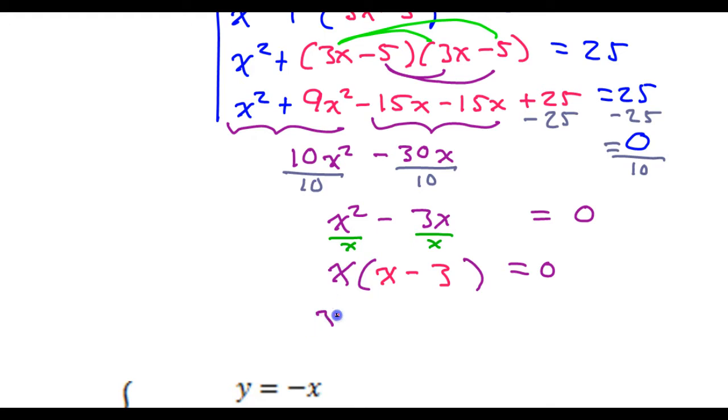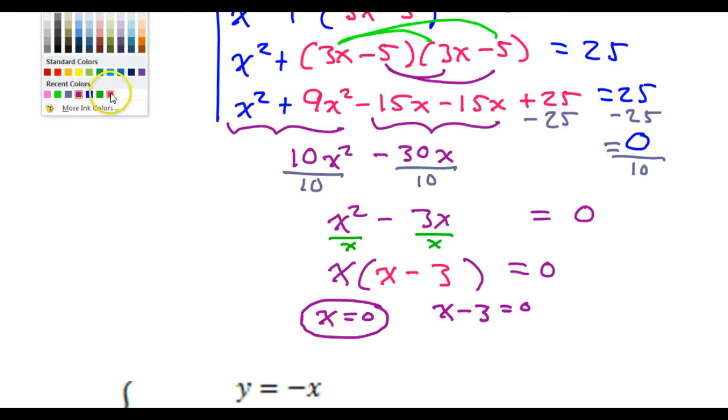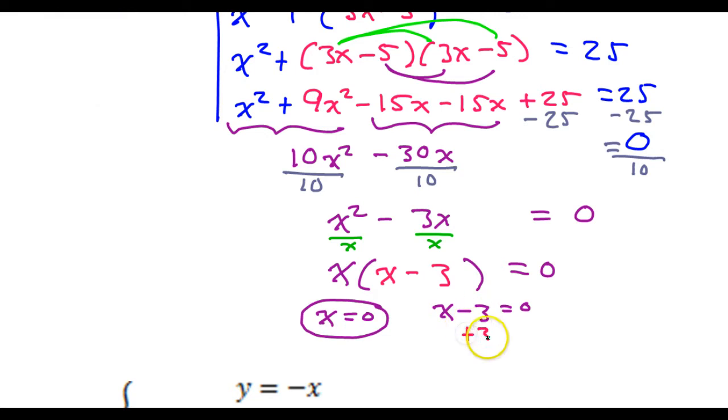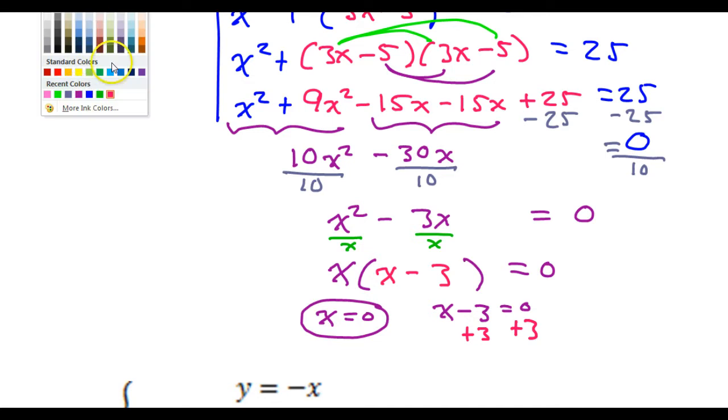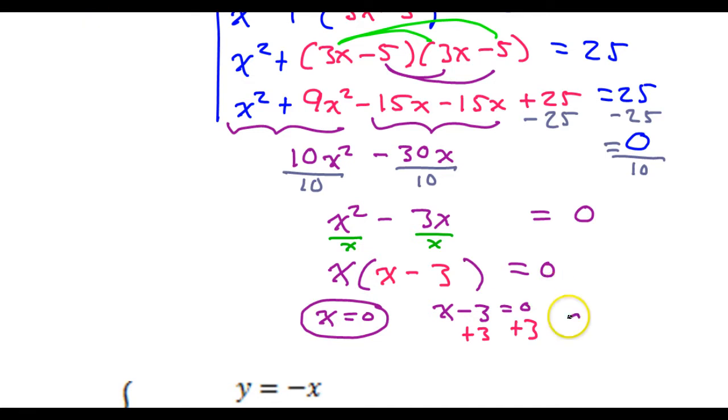You can set the x itself equal to 0, and that gives you one solution here. But then you can set the x minus 3 equal to 0. And to solve this, you need to add 3 on both sides. So that's going to give you x equals 3. Okay, so we have these two x values.